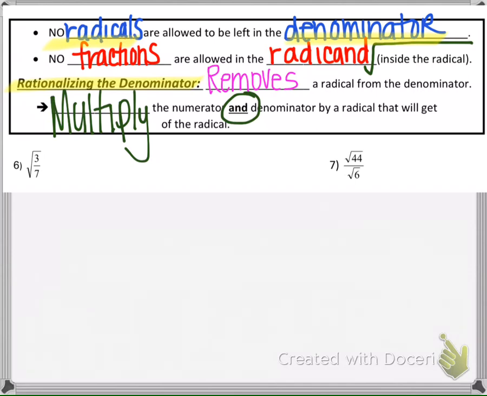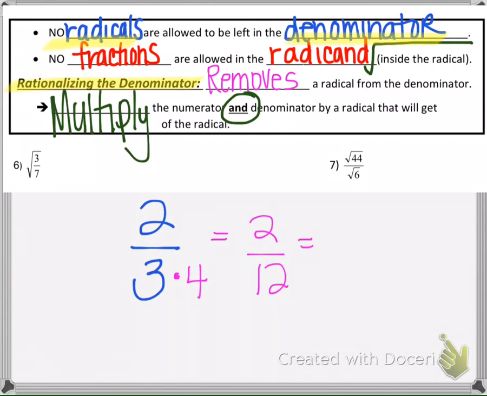So let's think of a simple example of why this works. If I have 2/3 and I multiply 3 by, let's say, 4, then I would have 2/12, which is 1/6. They're not equal. They're not equal because I only multiplied the denominator. I didn't multiply both by 4.